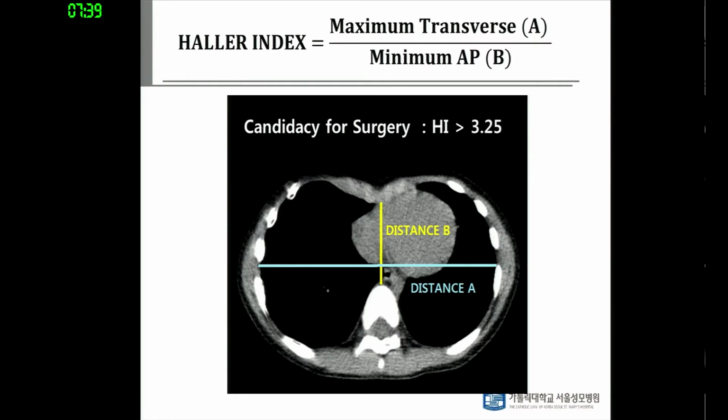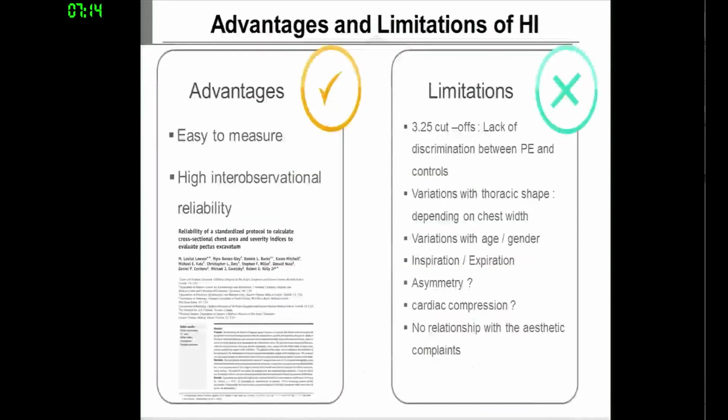Described by Dr. Haller in 1987, the Haller index is derived from dividing the widest horizontal distance of the inside of the rib cage, here distance A, by the anterior-posterior diameter B, the shorter distance between the vertebra and sternum. The Haller index is easy to measure, has high inter-observer reliability owing to its simple measurement, and still remains a useful tool in judgment of operative indication. The cutoff value is 3.25.